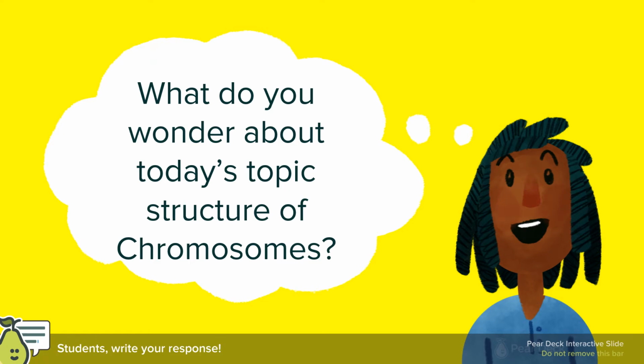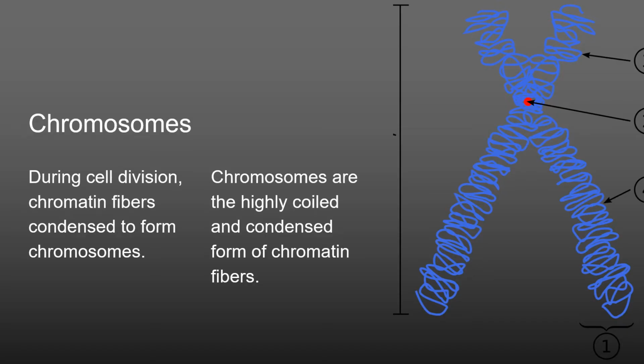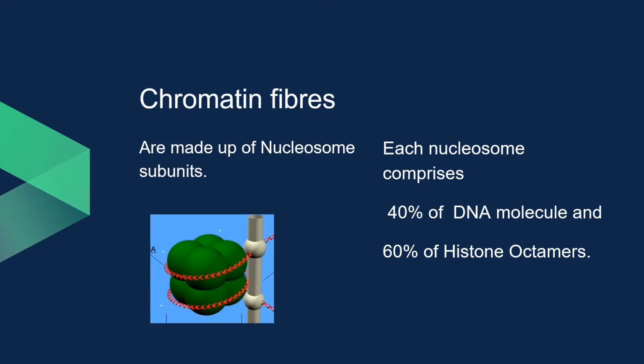Dear students, today we are going to discuss the wonderful topic, the structure of chromosomes. Chromosomes are the highly coiled and condensed form of chromatin fibers. During cell division, chromatin fibers condense to form chromosomes. Chromatin fibers are made up of nucleosome subunits.